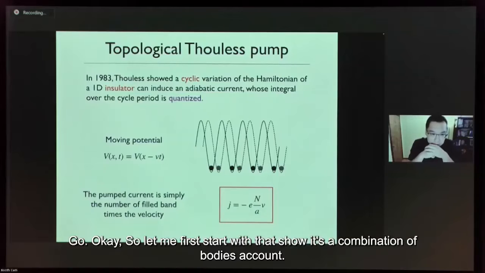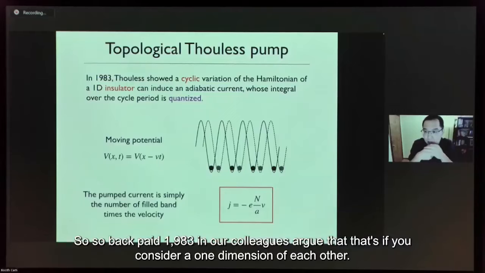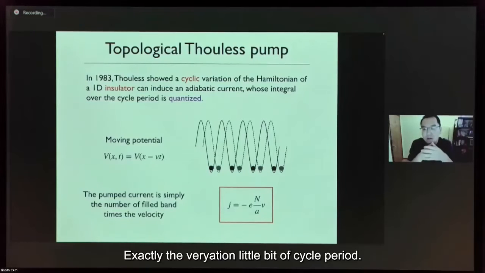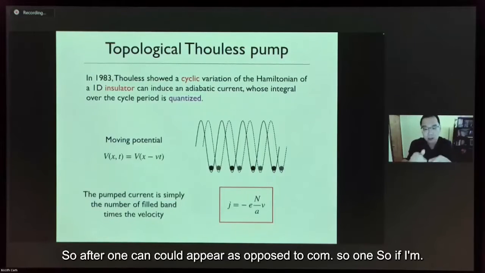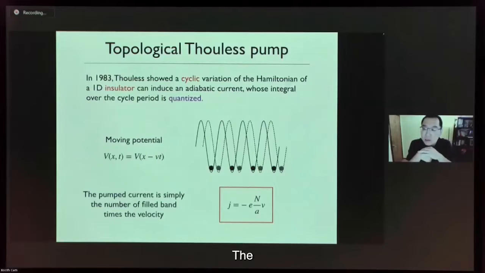Back in 1983, Thouless argued that if you consider a one-dimensional insulator, and the Hamiltonian undergoes a cyclic variation, it can induce an adiabatic current, and the integral over the cycle period is quantized. So after one complete period, you pump a unit number of electrons. Behind the Thouless argument there is this beautiful theory of Berry phase and Chern numbers. But intuitively, the Thouless pump has a very simple understanding.